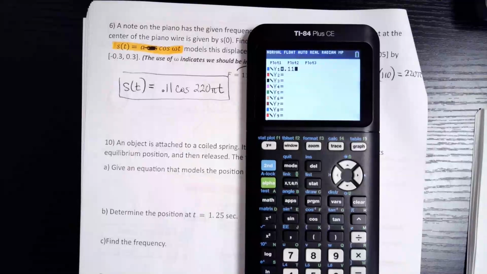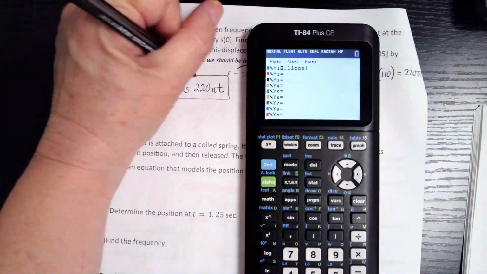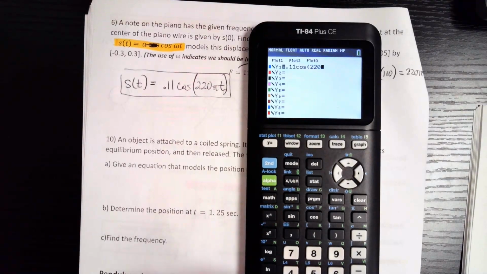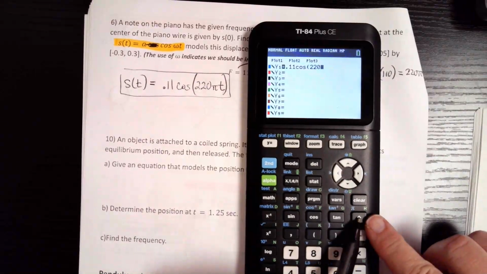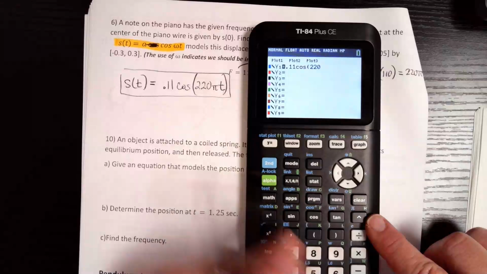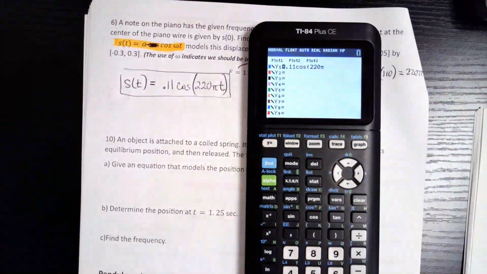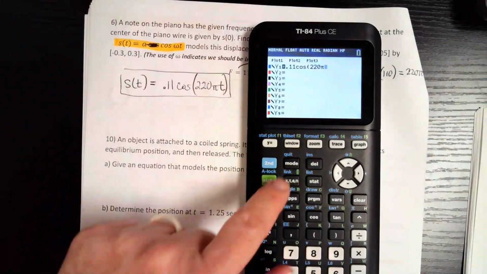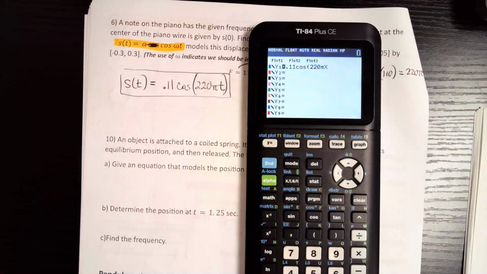0.11 cosine, and what is the argument that goes inside the parentheses? It's actually this whole thing. So 220, where's the pi symbol? Okay, pi symbol is right above this little up arrow in blue, second pi. And our variable is t, but if you are putting a function into y equals, we always use x as the variable. The calculator doesn't want a t, it wants an x.